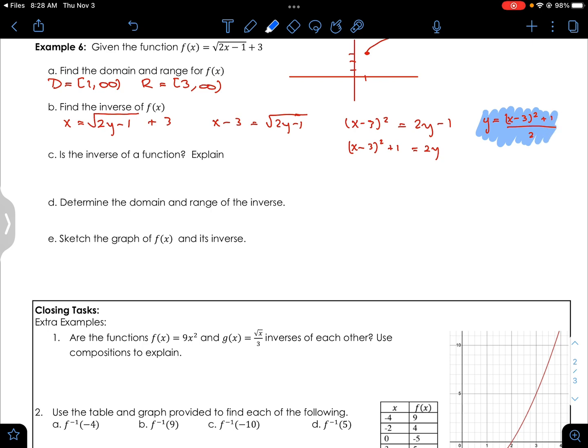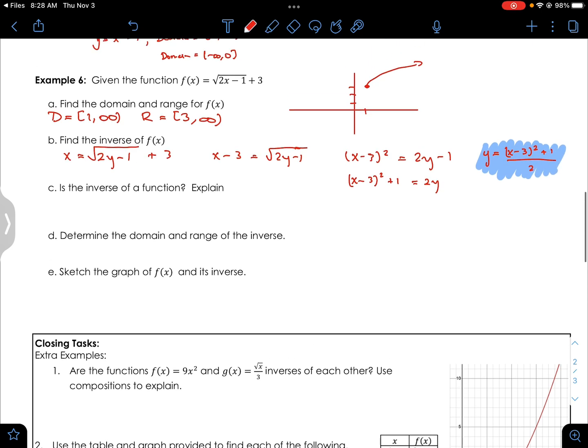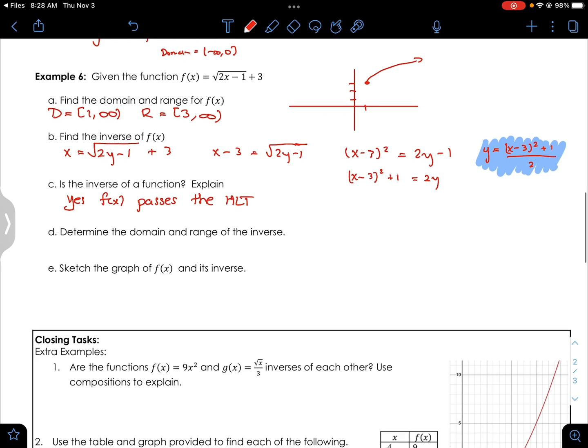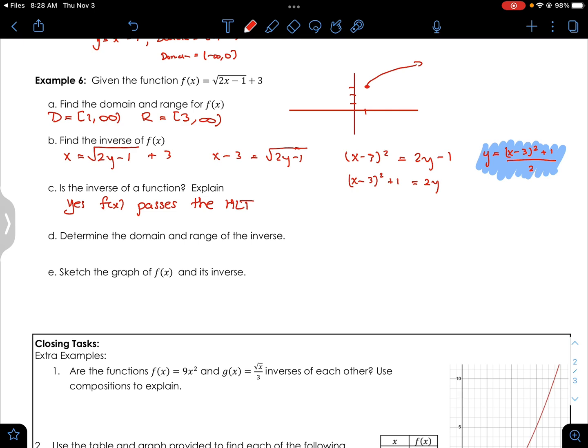And so, again, we know that the inverse is a function because f of x passes the horizontal line test. And then it says determine the domain and range of the inverse. So remember, when we are finding the inverse of a function, we are just switching the x and y values. So that means that the range and the domain flip for our inverse, which tells us that the domain of our inverse is just going to be our range from our function, and the range of our inverse is just going to be the domain of our function.